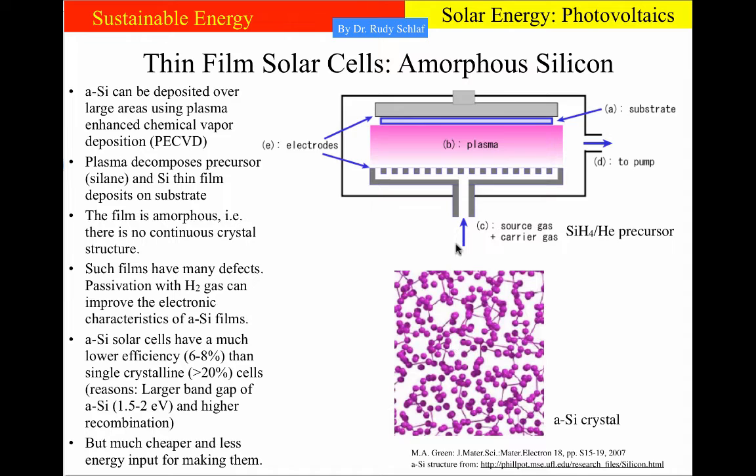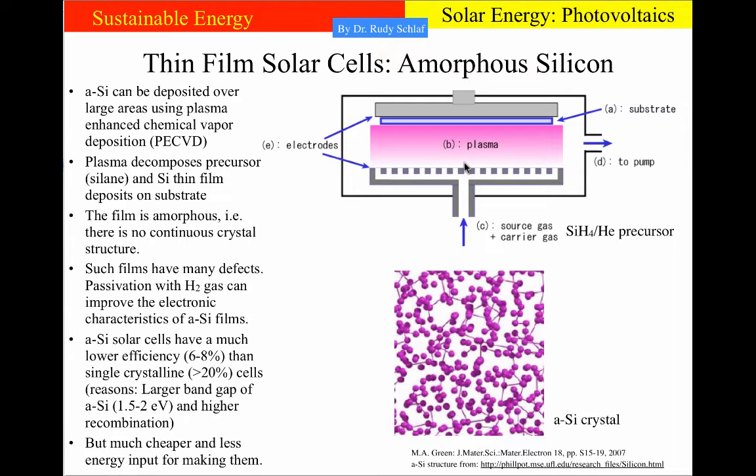The process uses a plasma reactor. It's a plasma-enhanced chemical vapor deposition, PECVD. In this process, a precursor gas, for the case of silicon, this is silane, SiH4, is mixed with helium. Helium is the carrier gas that also makes the process fairly safe because there's only a small part of silane in there, which is a fairly dangerous gas.